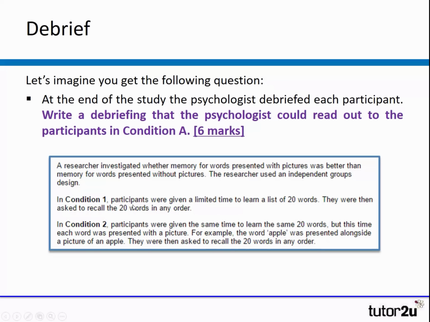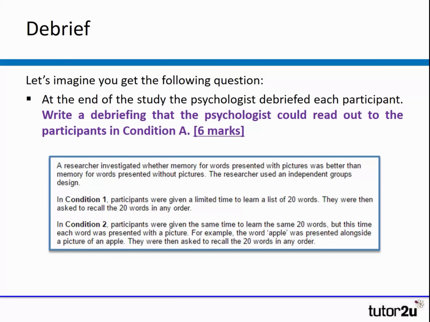Okay, let's imagine you get the following question, and this is the largest question there has ever been in the research method section, a 6-mark question, so it's quite a big mark answer here. It says here, at the end of the study, the psychologist debriefed each participant. Write a debrief that the psychologist could read out to the participants in condition A, or in condition 1 in this case.